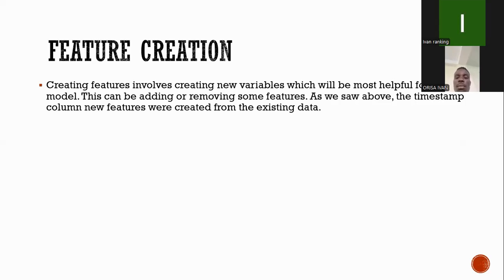As you saw from the previous example, from the timestamp column we had to create new features: the hour, the day, the day of the week, the weekday. So we had to create more features from the data. That is basically a process known as feature creation.